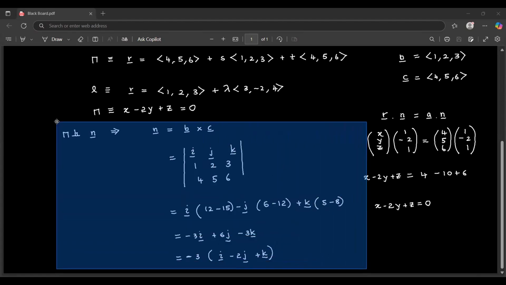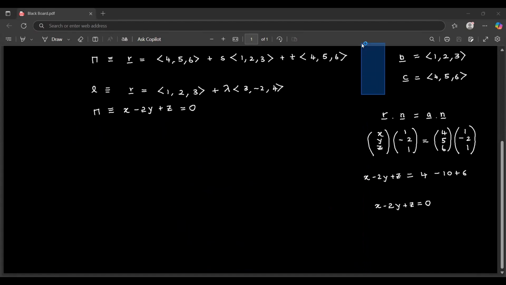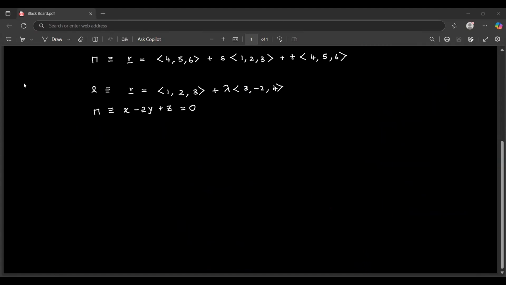Since we have the Cartesian equation, we can go and find whether the line is parallel to the given plane or not. For that we have to find whether b dot n is equal to 0. Well, in this case not b, let's say d is equal to 3, minus 2, 4. So we have to find d dot n. d dot n will be equal to 1 into 3, 3, minus 2 into minus 2, plus 4, plus 4. So it will be equal to 11, which is not equal to 0, which means line L is not parallel to the given plane phi.